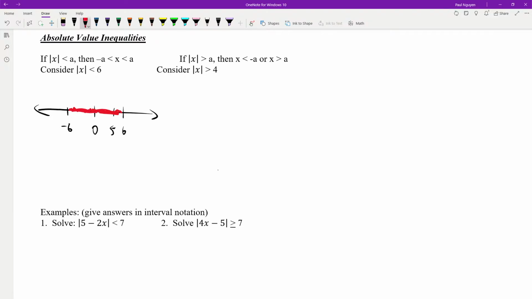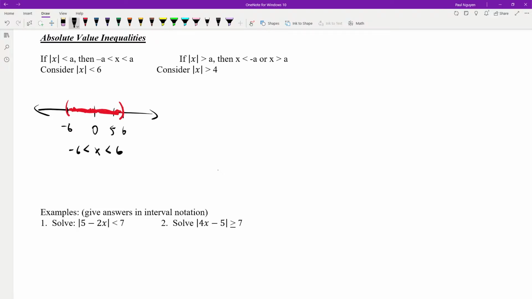But when you get to negative 6, now the absolute value would be equal to 6. So we want to exclude that. So it's going to be from here to here. So that's why we would write x is between negative 6 and positive 6. That's if the absolute value is less than a number.